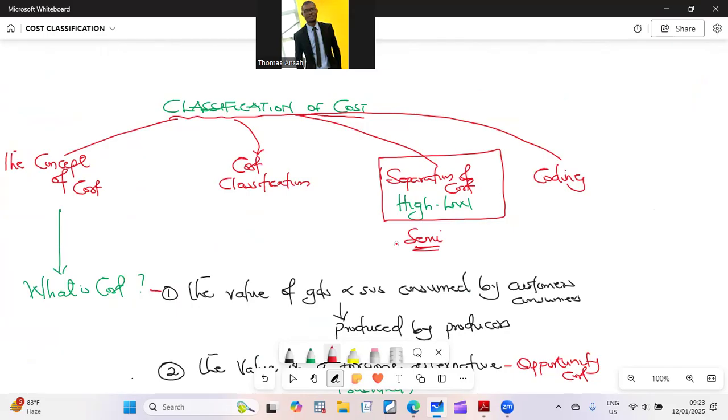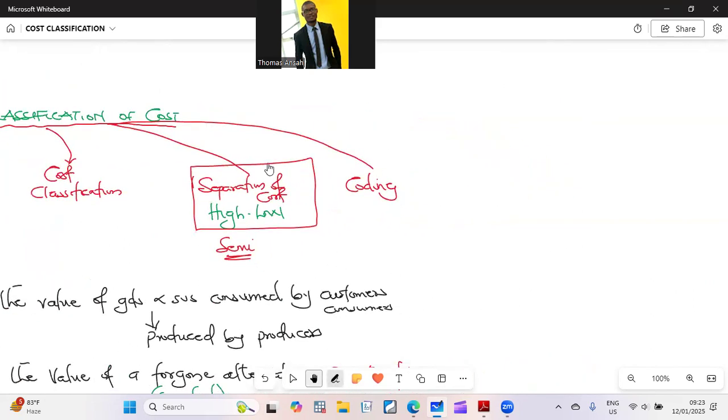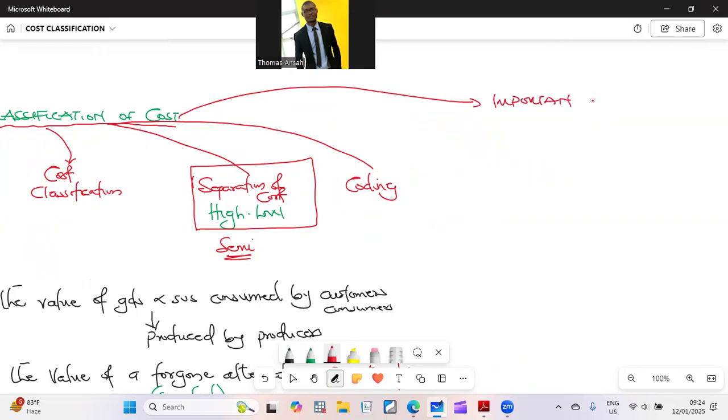And before I go and do that mathematical way of separating them, let's quickly look at why we need to classify cost. What is the reason? Of what importance is classification of cost? Why is it necessary that we classify costs? Why is it even important that we need to learn something like cost classification? Is it necessary? Why do we need to learn about them?